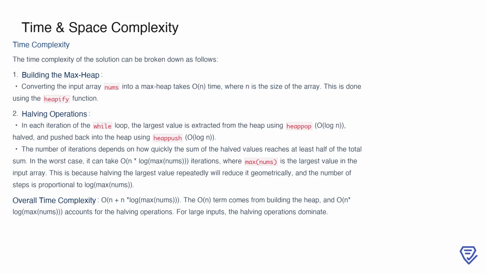The number of iterations depends on how quickly the sum of the halved values reaches half of the total sum. In the worst case, this can take O(n log(max nums)) iterations, where max nums represents the largest value in the array. This is because the largest value decreases geometrically as it is repeatedly halved, and the number of steps required is proportional to log(max nums). When combining these components, the overall time complexity is O(n + n log(max nums)). For large inputs, the halving operations dominate the total time complexity.